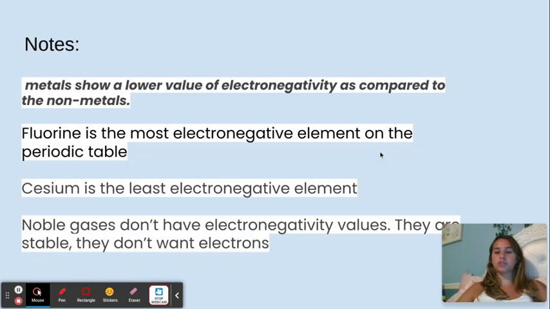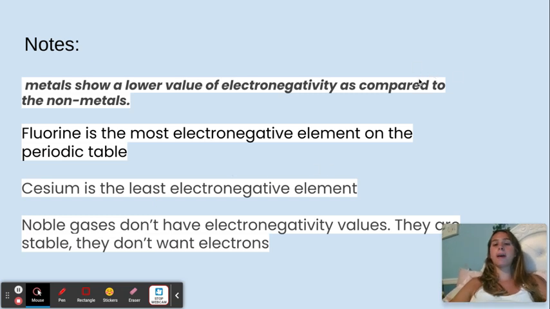A few notes you want to take as you're going over electronegativity: metals will show a lower value of electronegativity as compared to the nonmetals. Also, fluorine is the most electronegative element on the periodic table, and cesium is the least electronegative element. That one box I was showing at the top right was fluorine, and cesium is down more towards the lower left.